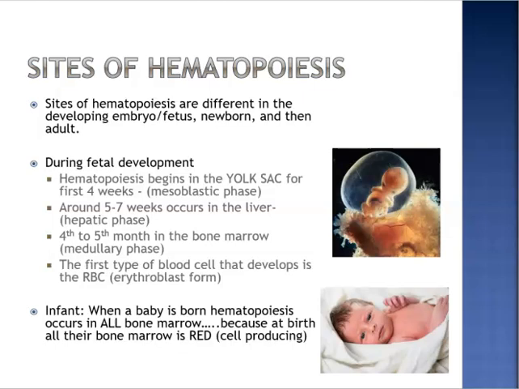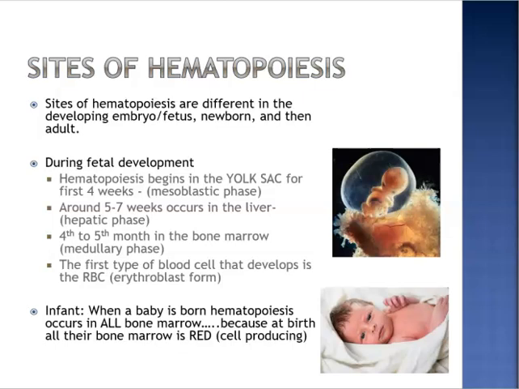The very first type of blood cells that develop are our red blood cells. And the first form to develop is known as the erythroblast. A little bit later on in the lecture, we'll be talking about the maturation sequence of the red blood cell and the different forms.